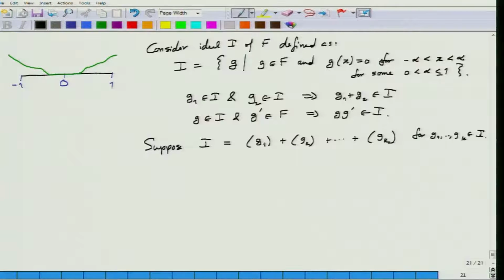But any mapping in the sum of these is going to be 0 on a larger interval around 0, whereas that new map that I have defined will be 0 only on a smaller interval. So it is not possible.